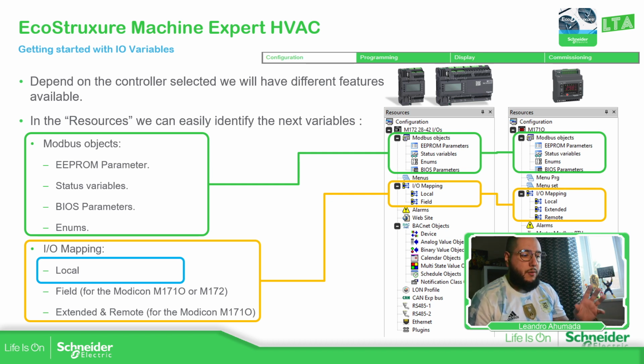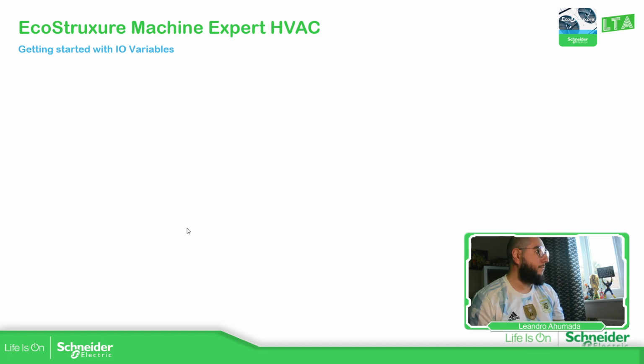In this particular part of the training, I'm going to focus only on the I/O mapping for local. Then, depending on the controller, we have field, extended and remote. These two are more related to additional I/Os and also to one specific display that can be used with the M171 optimized, and the field is more related to the expansion module that we have for the PLC, but that will be covered later. So what we're going to focus on in this video is how to use the local I/Os that we have on the controller.